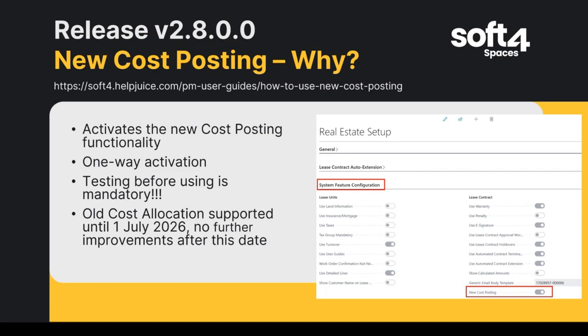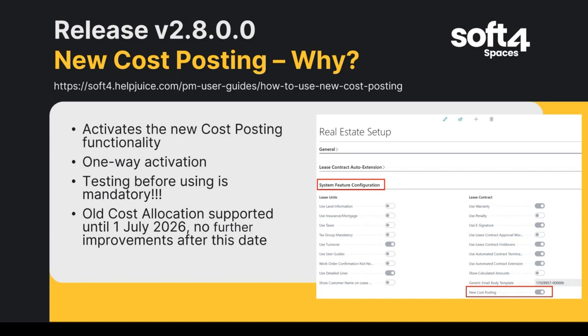And the problem is that statuses change, areas are modified, and the purchase invoices arrive after the service period has already passed. So the new cost posting is built exactly for this and allows us to set up an allocation that reflects those monthly changes and allows us to distribute the right amount to the right tenants.